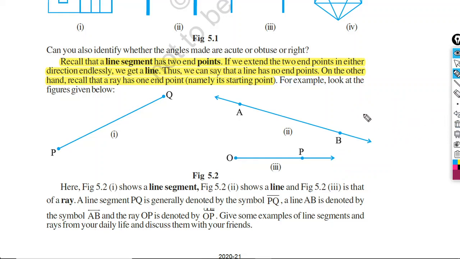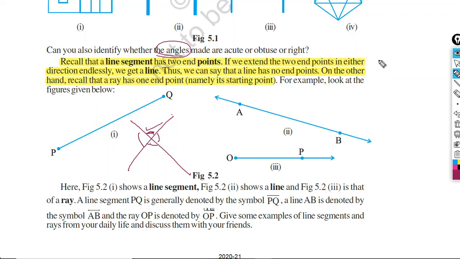Now we will move towards angles. In class 6, you learned about some angles. First of all, we will learn how angles are formed. Whenever lines or line segments intersect each other, corners are formed. You can see corners are being formed here. These corners are angles.